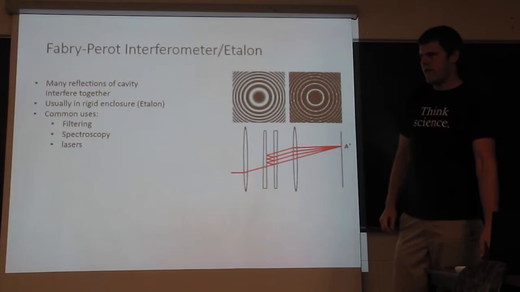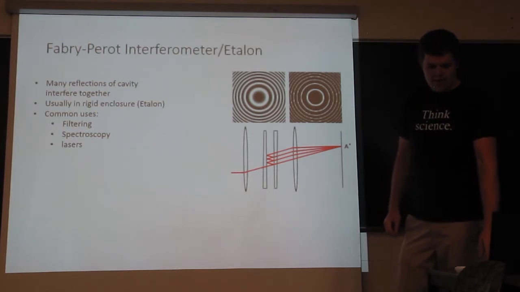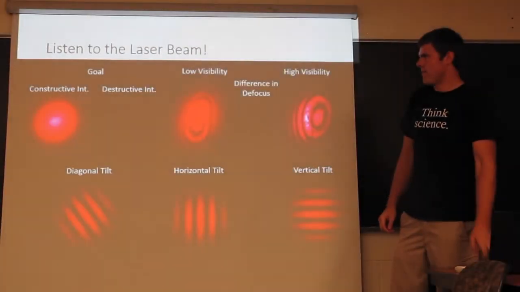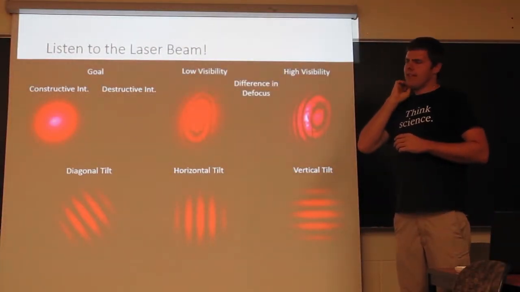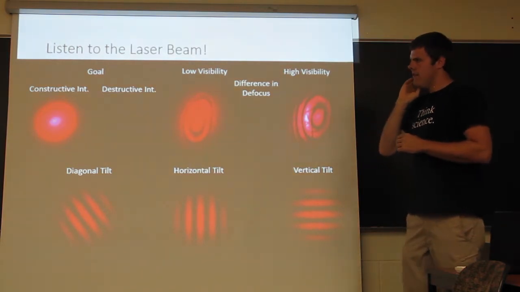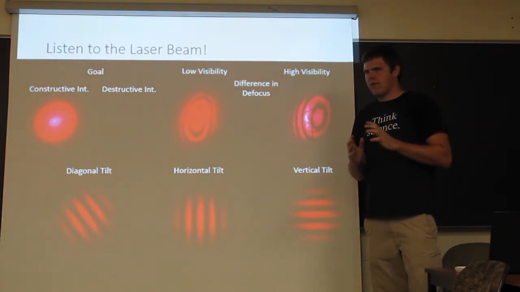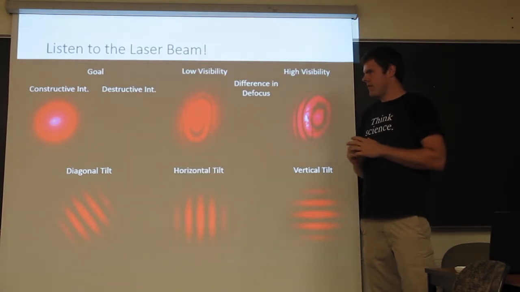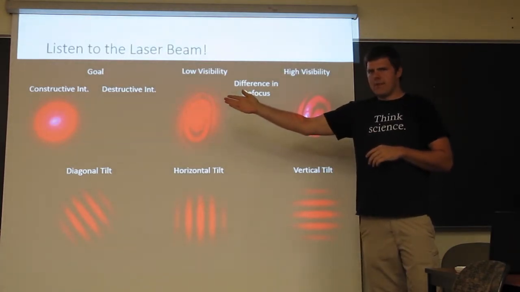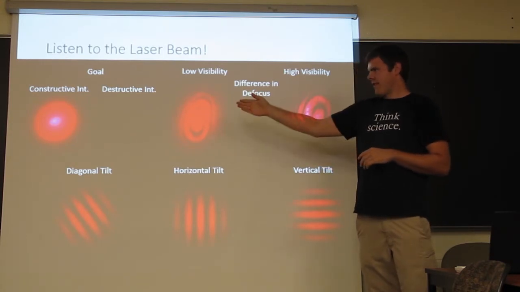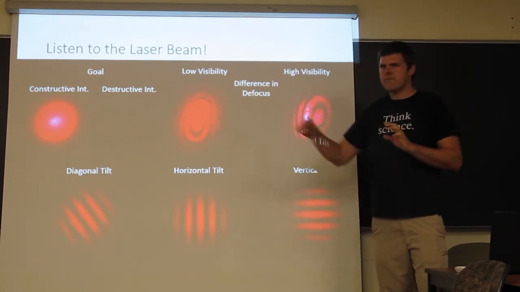All right, so now we're going to talk about how to align your interferometer. My first piece of advice is to listen to the laser beam, because it can tell you where you're going wrong. First off, the goal for an interferometer with a laser beam is that when it's constructively interfered, you have a nice Gaussian laser beam. When it's destructively interfering, there's no light at all.